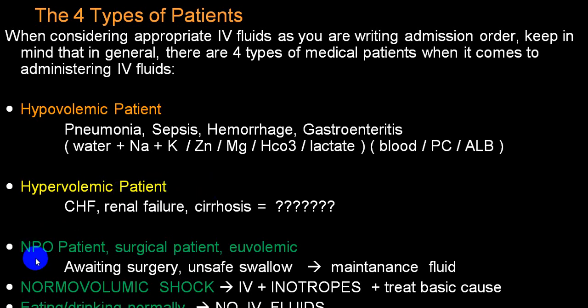There will be a third group of people we call nil by mouth, who are waiting for surgery, planned surgery or emergency surgery. And they may be euvolemic. So they will be waiting for surgery, unsafe swallow, etc. They will require mainly maintenance fluid. They will rarely require resuscitation unless a person who is for a surgery is having acute abdomen, etc.